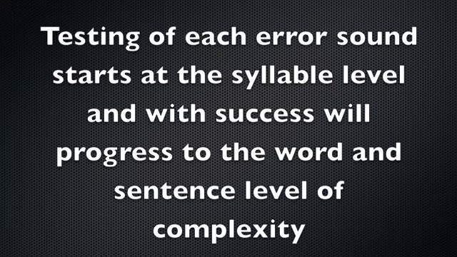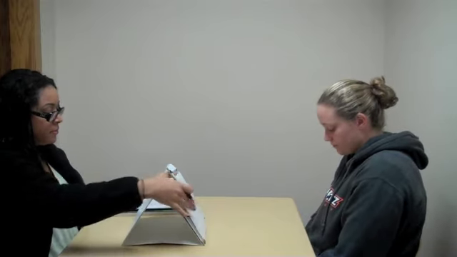Thaw. Good job. Testing of each error sound starts at the syllable level, and with success will progress to the word and sentence level of complexity. If the examinee succeeds in imitating the syllable, go on to the word imitation. If the examinee succeeds in imitating the word, go on to the sentence imitation. Lie, lie. Bring your tongue here. Lie. Like. Very good.